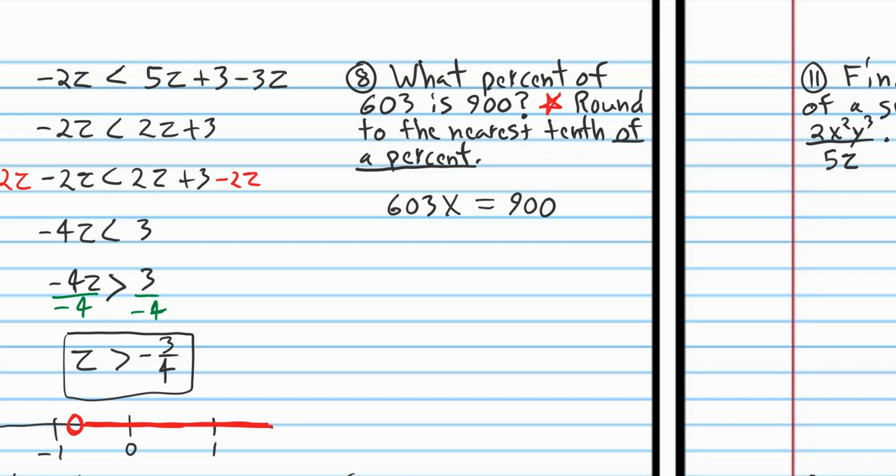All right, so you can see this is a one-step equation. So we just have to perform one operation on both sides of the equation. So we have to rewrite that equation. Divide both sides by 603. And x is equal to 900 divided by 603. So let's get the calculator for that. 900 divided by 603. And we're going to get a number with a lot of digits.